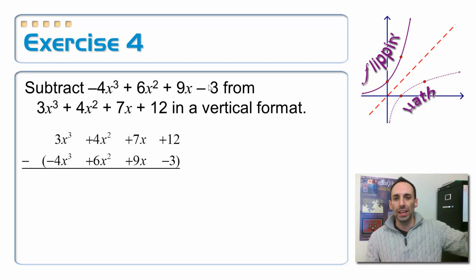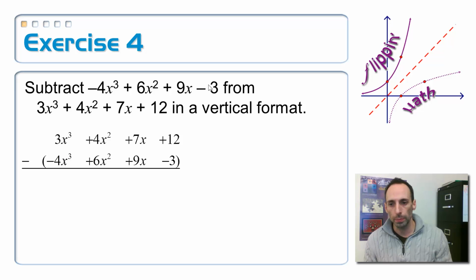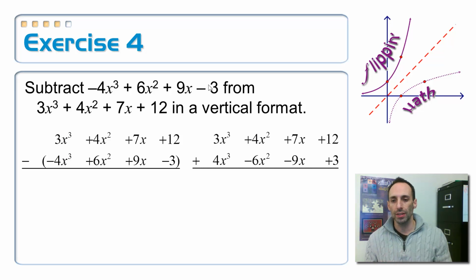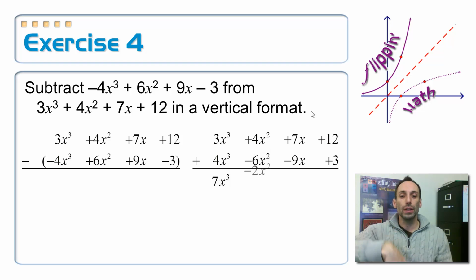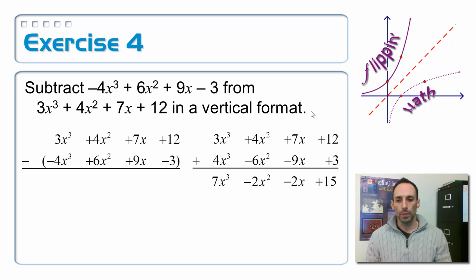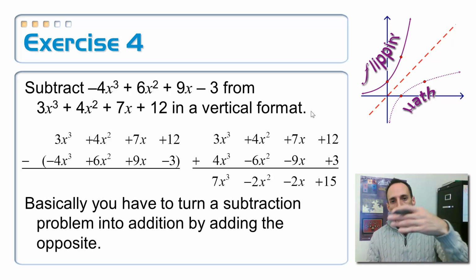I'm going to distribute that negative sign through and turn it into an addition problem. Okay, so the top line stays exactly the same, but I'm going to turn it into an addition problem by just distributing a negative through here, changing all the signs. Now, add up the columns like we did on the vertical format before. So I have 7x cubed, I have a negative 2x squared, I have a negative 2x, and then positive 15 as my answer. Okay? So, again, you're basically turning a subtraction problem into an addition by adding the opposite, adding a negative.